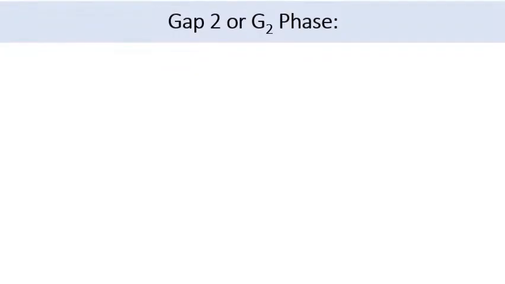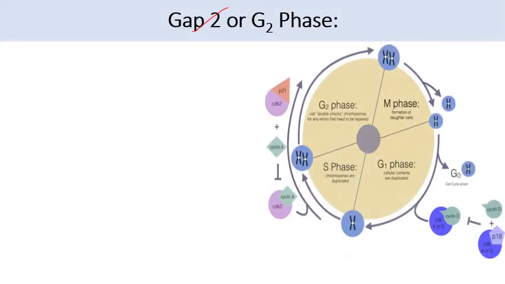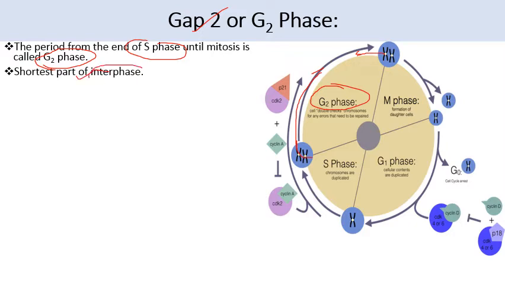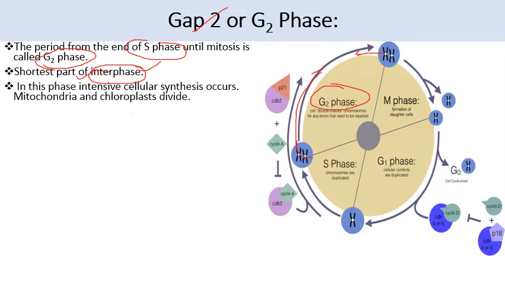Next comes gap 2, the G2 phase. It is the period from the end of S phase until the mitosis is started, and it is called G2 phase. So the time period before M phase and after S phase is known as G2 phase or gap 2 phase. It is the shortest part of interphase. In this phase intensive cellular synthesis occurs, and mitochondria and chloroplast divide. This division of them happens in this phase.